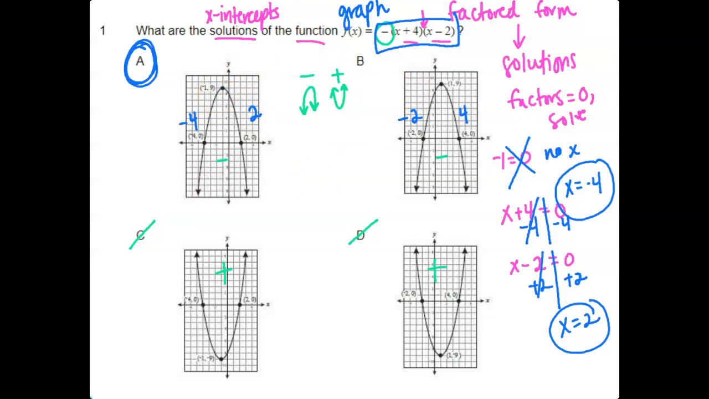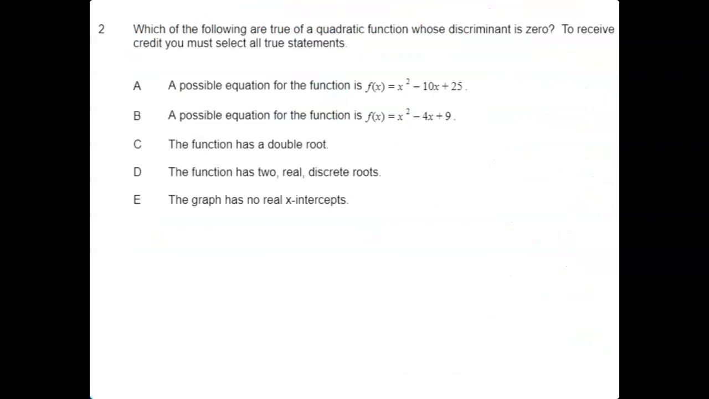All right, let's look at the next question. So number 2, which of the following are true of a quadratic function whose discriminant is 0? To receive credit, you must select all true statements. So this one, we had to understand what it meant for the discriminant to be 0.